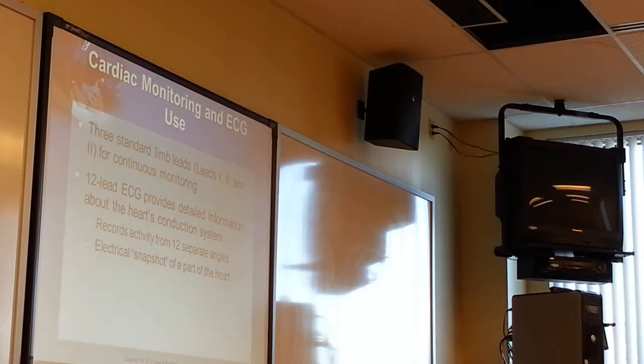Okay, so cardiac monitoring and ECG usage. The 3 standard limb leads, 1, 2, and 3, are for continuous monitoring. The 12-lead EKG provides detailed information about the heart's conduction system. It records activity from 12 separate angles. It's a snapshot. It's a tool to tell you what's going on with a person's heart. Okay, that's all it is. It's a tool.